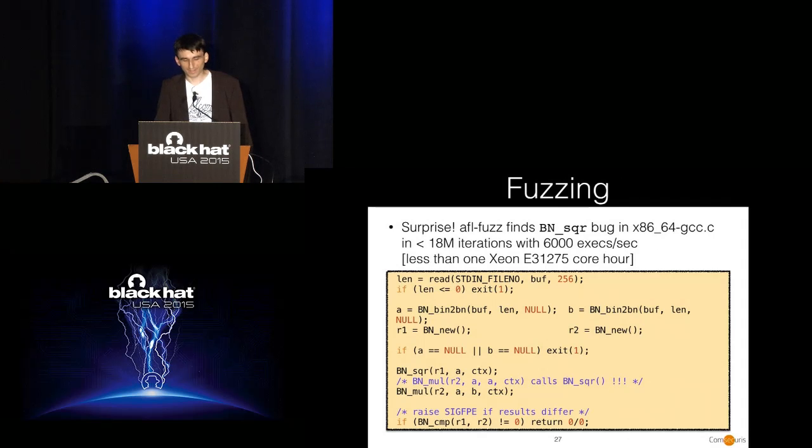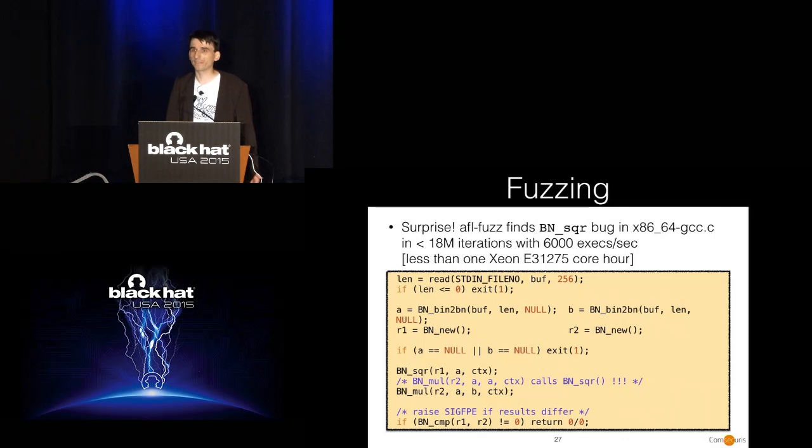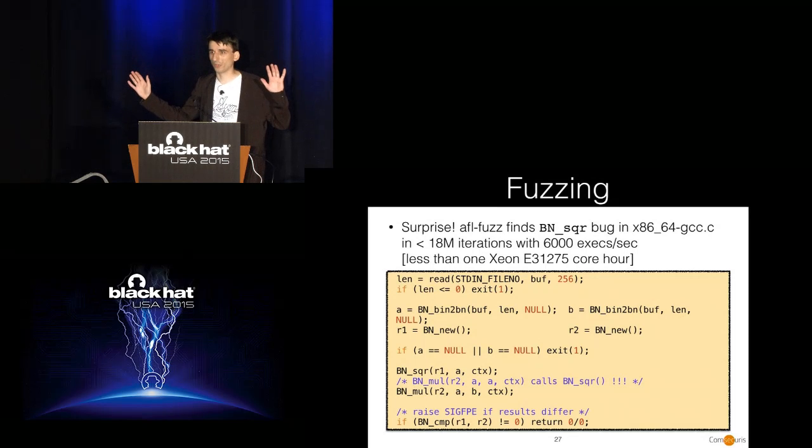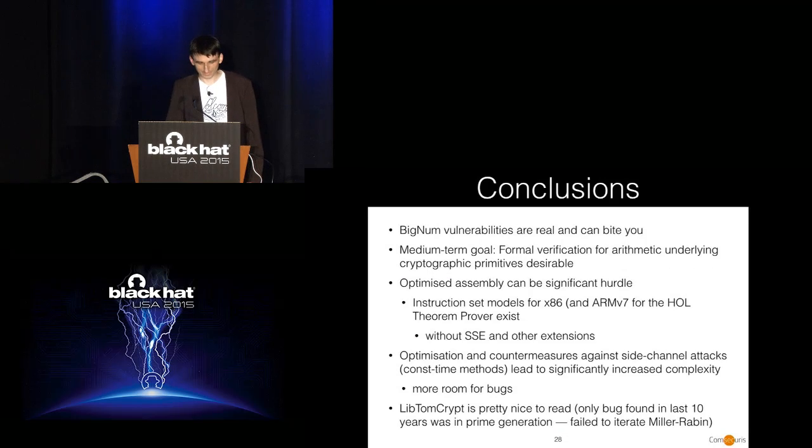It turns out that AFL fuzz is able to find the bn square bug with this little bit of code in less than an hour on one Xeon. And as I said, I only talk about old bugs, but you can try this with other properties and other BigNum libraries, and you will maybe find things as well.